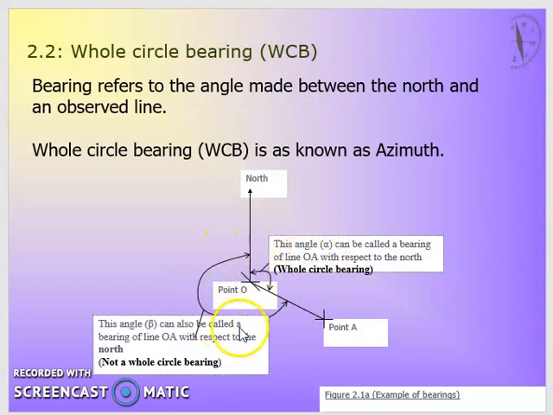The angle beta is not a whole circle bearing because when we are starting from the north and we rotate in this manner, it is in the anti-clockwise direction. So just to summarize, if you are talking about whole circle bearing, you always start from the north and you rotate in a clockwise direction to the line that you are talking about. So that is the whole circle bearing of the line.